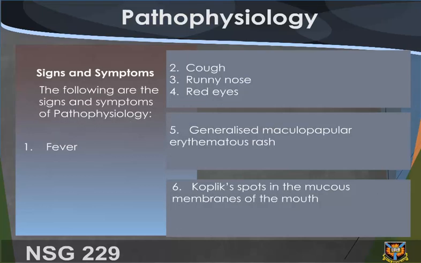Signs and symptoms. The following are the signs and symptoms. 1. Fever. 2. Cough. 3. Running nose. 4. Red eyes. 5. Generalized maculopapular erythematous rash. 6. Koplik spots in the mucous membranes of the mouth.